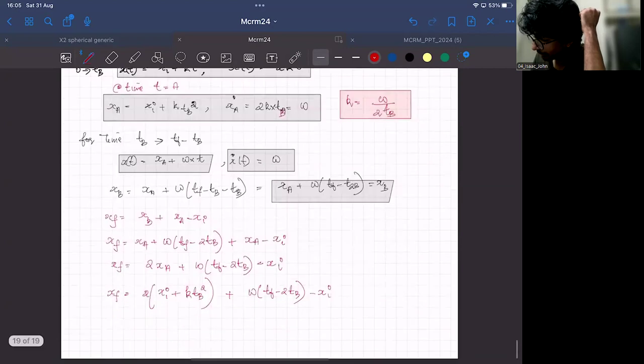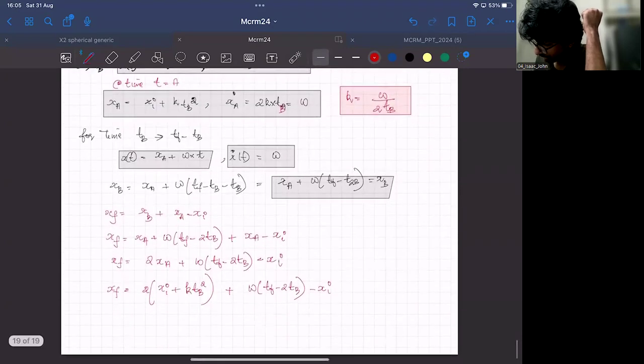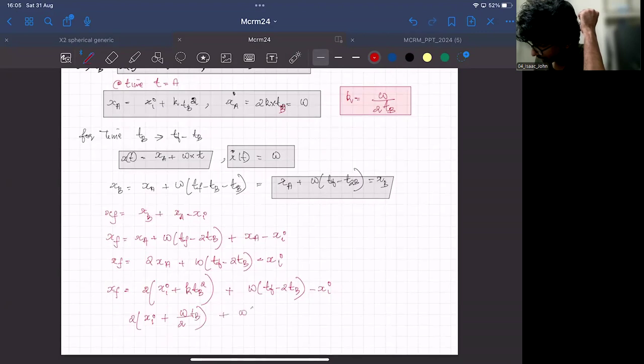If I again substitute that back, you will get it as 2xi plus omega by 2. The tb and tb square will get cancelled, so I'll leave it like that. We'll have only a singular tb. So omega multiplied by tf minus 2tb minus xi.